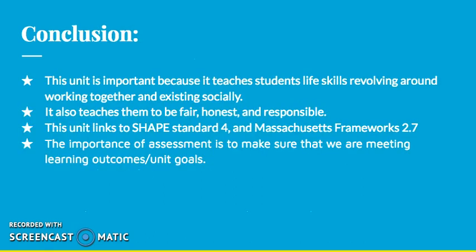Now we will conclude our iMovie. This unit is important because it teaches students life skills revolving around working together and existing socially. It also teaches them to be fair, honest, and responsible. This unit links to SHAPE Standard 4 and the Massachusetts Frameworks 2.7. The importance of the assessment is to make sure that we're meeting the learning outcomes we set for our students.